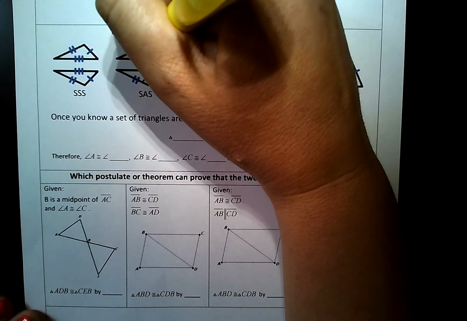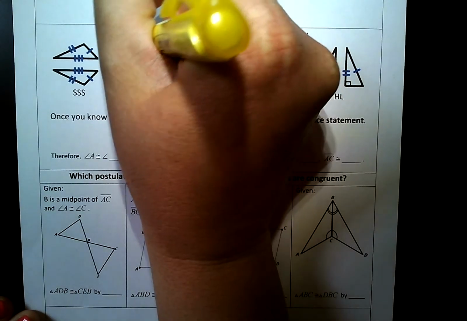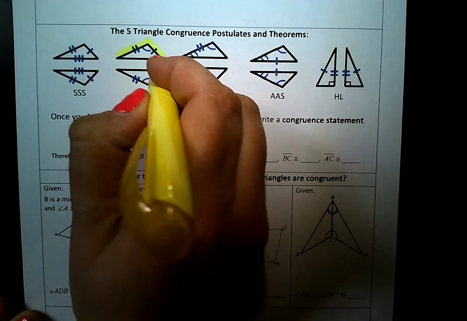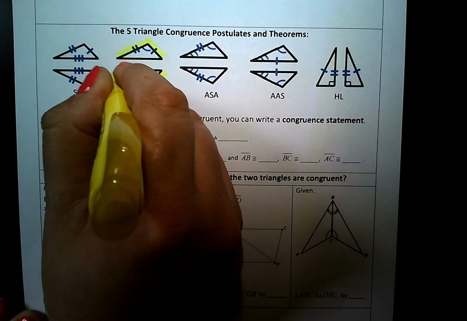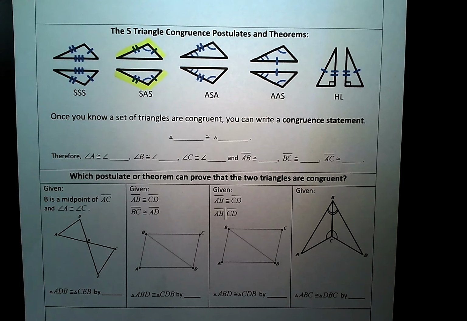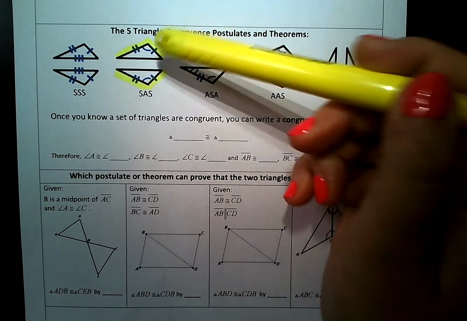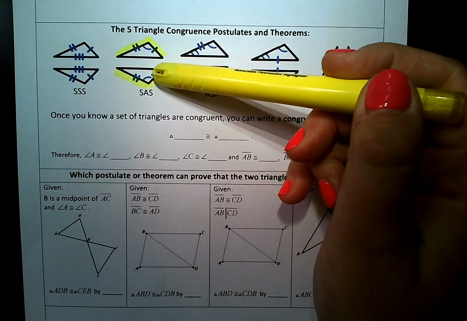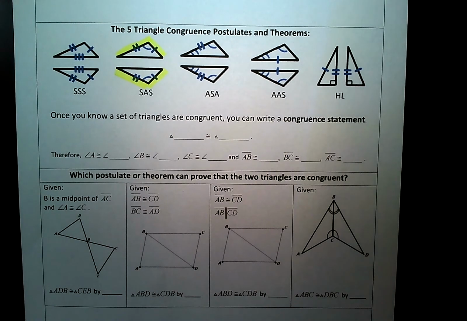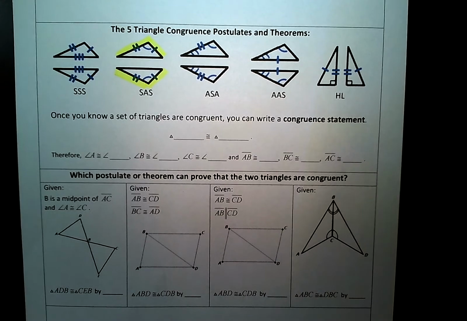The 2 sides must surround the angle. Okay, see how that angle is between the 2 sides that are congruent? All right, so this side matches this side, and this side matches this side, and the included angle. That's abbreviated SAS, side, angle, side.